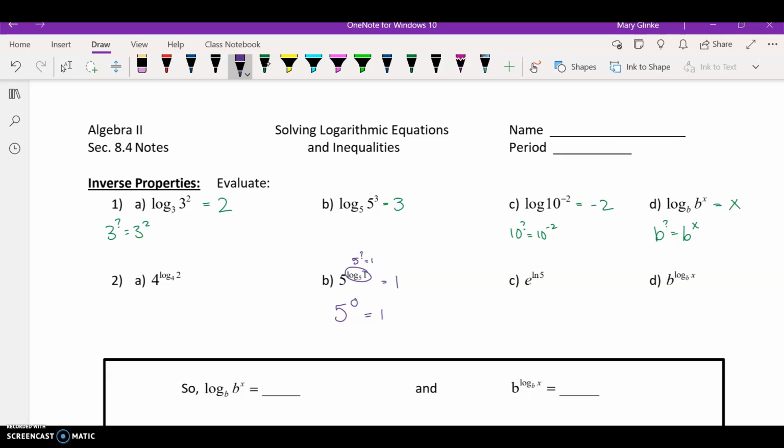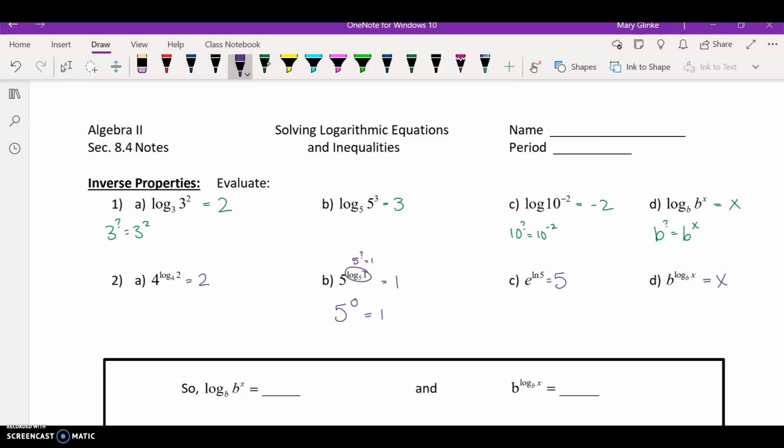And so the next one is going to be something similar here. You have e to some power equals 5, and then you end up with e to that power. So when you do that, that has to equal 5. Same thing with part A, 4 to some power equals 2, and then 4 to that power has to give you 2 back out. And so part D here is saying b to the log base b of x, that is going to equal x.